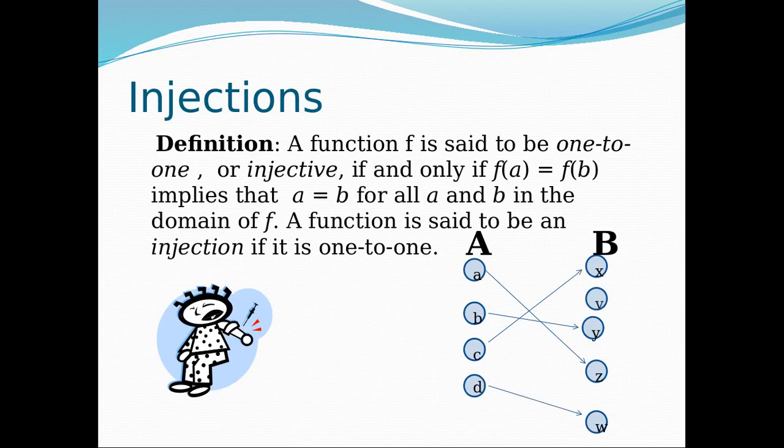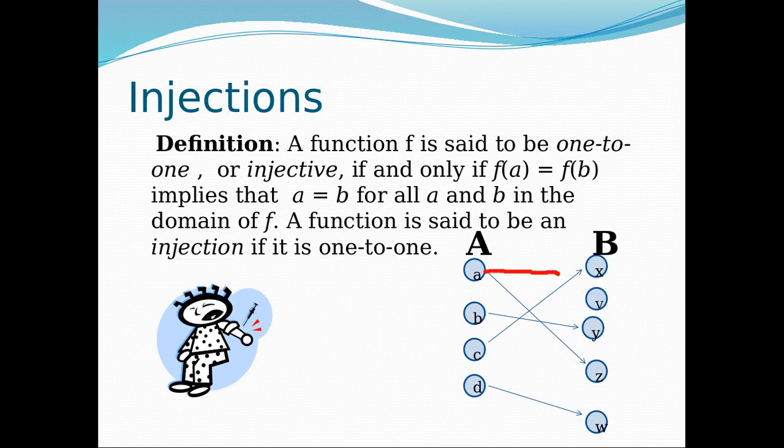A function is said to be one-to-one or injective if and only if f of a is equal to f of b, which implies that a is equal to b for all a and b in the domain. A function is said to be an injection if it is one-to-one. If we say that f of a is equal to f of b, then a is equal to b.